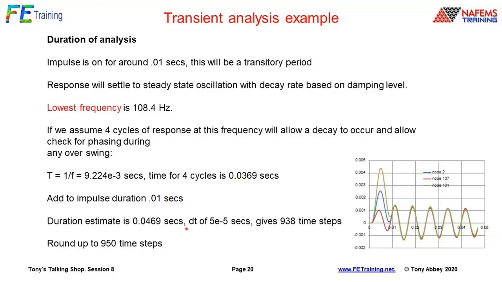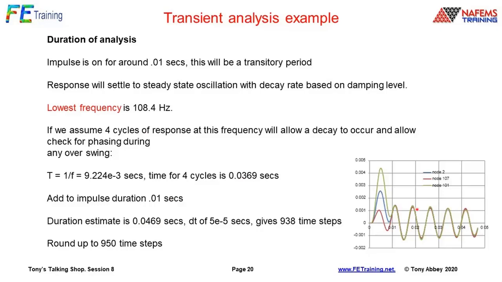I've got a time step of 5e-5. That gives me 938. Well, again, awkward numbers. That's rounded up to 950. You could call it 1,000. And now I've got my time step size and my number of time steps. And this is the result.